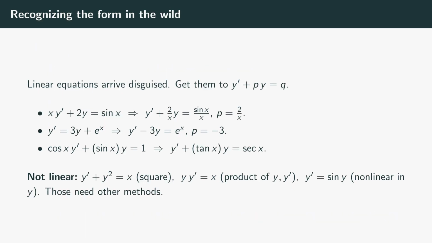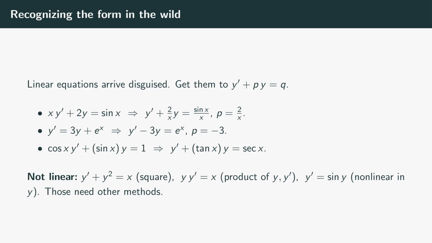Before computing, you have to recognize the form, because linear equations rarely show up already in standard form. The job is always the same: get a lone y prime with coefficient 1. Take x times y prime plus 2y equals sine x. Divide by x and it becomes y prime plus 2 over x times y equals sine x over x, so p is 2 over x.